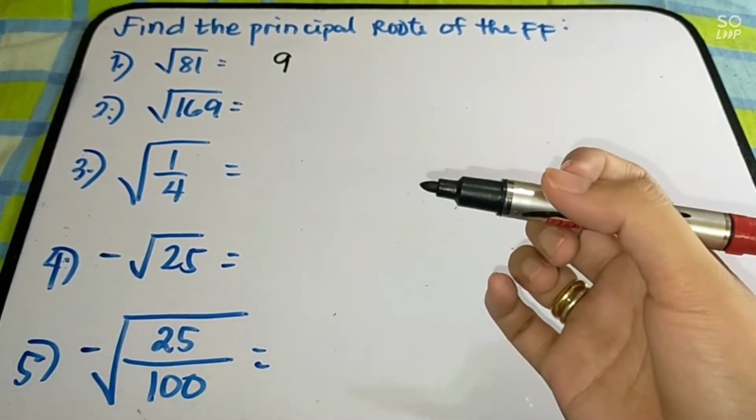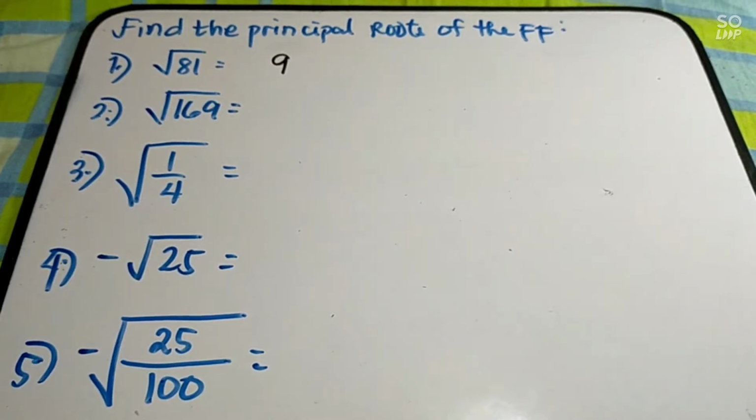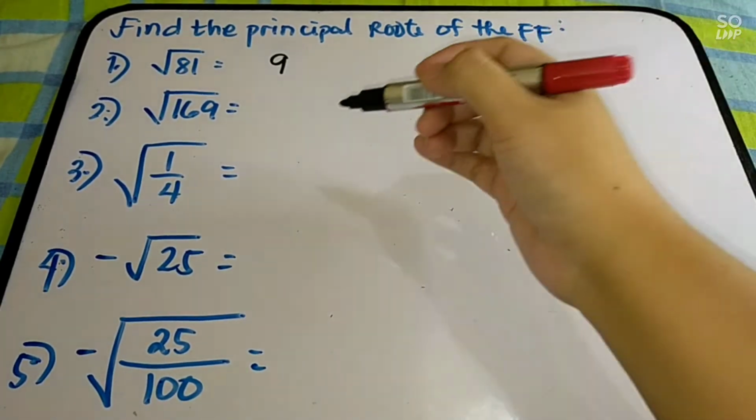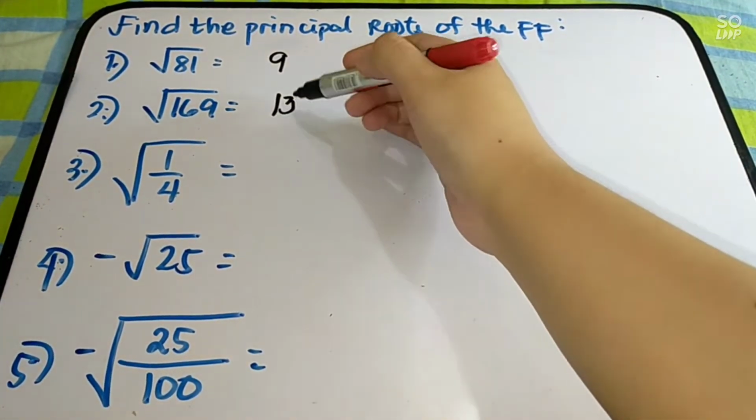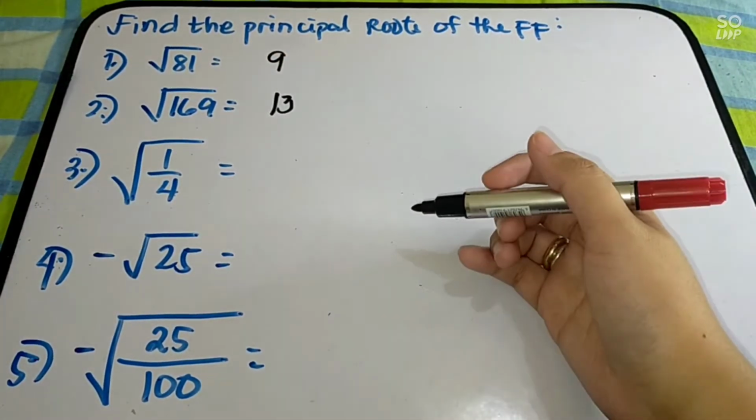Okay? Next tayo, let us have number 2, square root of 169. So, the answer here is 13. So, 13 times 13, the answer is 169.